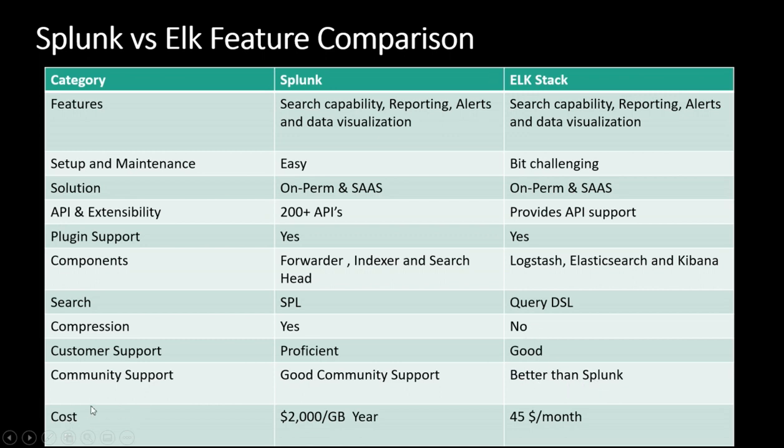When it comes to cost, you have to pay around $2,000 per GB over a year for Splunk, whereas for ELK stack it is something like $45 per month. Thank you.